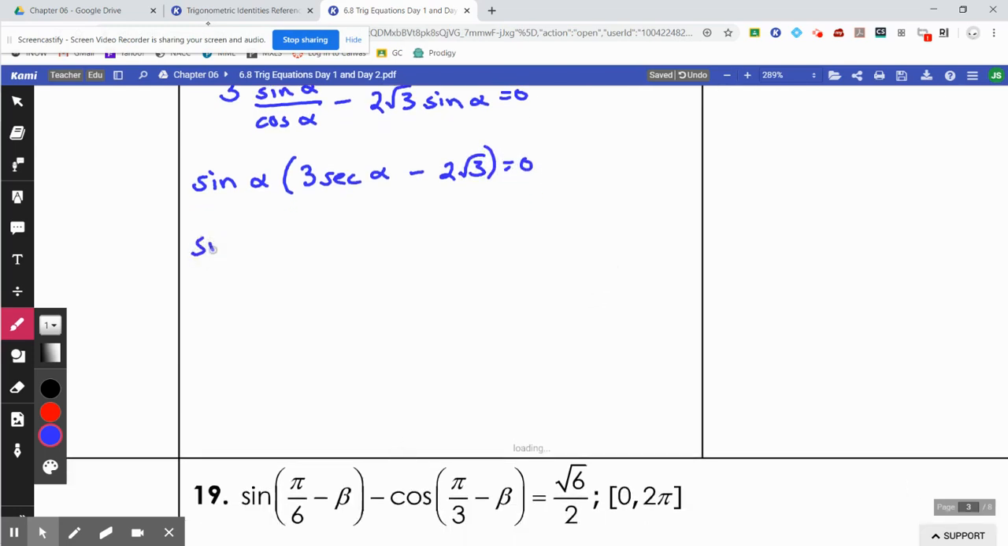So let's set each equal to 0. The sine of alpha is 0. The second term: 3 secant alpha minus 2 root 3 is equal to 0.